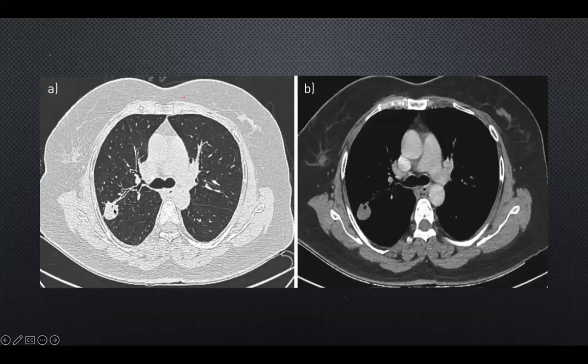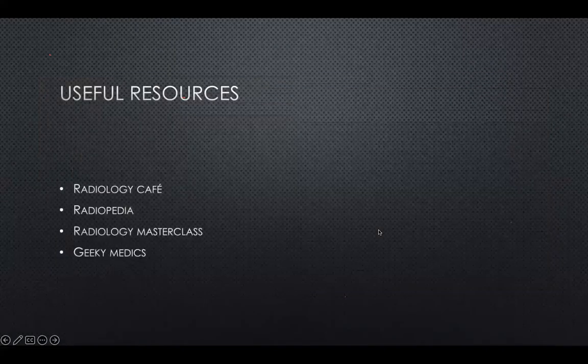Or you'll have a single opacity, which is quite white again. You can't really see that many vessels going through it, and it's not patchy. So this is a single malignancy within the chest.